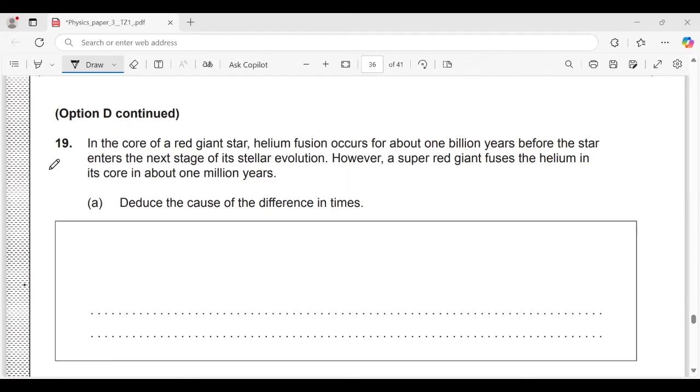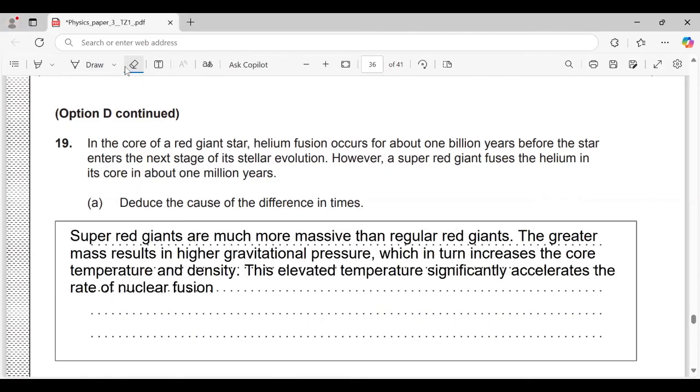19. In the core of a red giant star, helium fusion occurs for about 1 billion years before the star enters the next stage of its stellar evolution. However, a super-red giant fuses the helium in its core in about 1 million years. Deduce the cause of the difference in times. I have provided my explanation about this question.